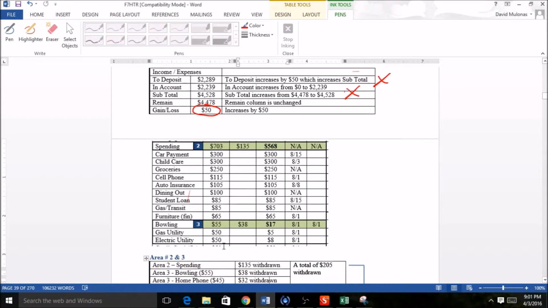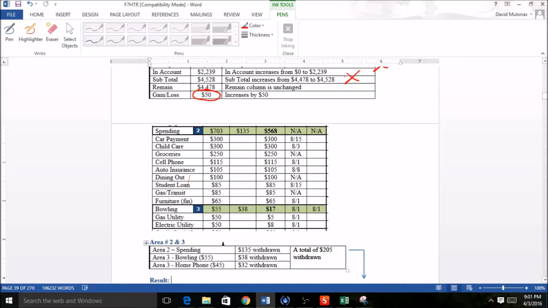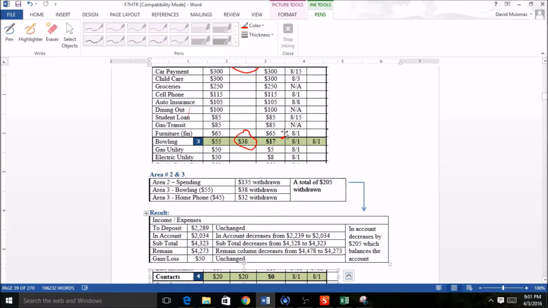So now we're going to go down to the next section, sections 2 and 3. We have spending and we have bowling. So spending at this point, he has spent $135, leaving him with $568, and $38 respectively for bowling, leaving $17. So you can see we have it listed on our little grid here that we have $135 withdrawn. Bowling was $38. In fact, you don't see home phone in this list, but the home phone was also withdrawn from. That equaled $205.